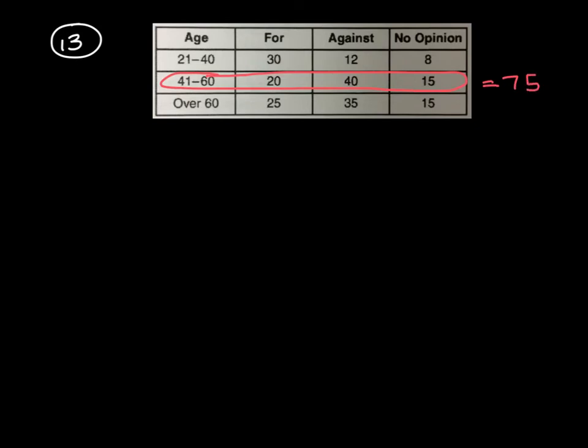So if we want to find the probability that they're against the campaign, well, there's 40 people that are against the campaign given these 75 total people. So 40 over 75.